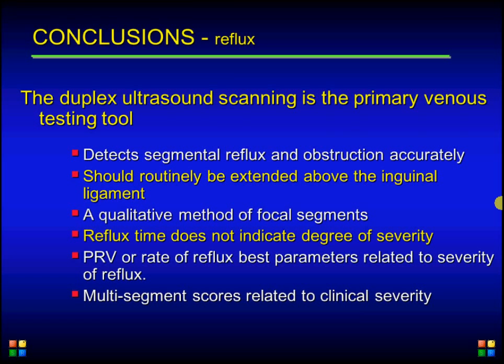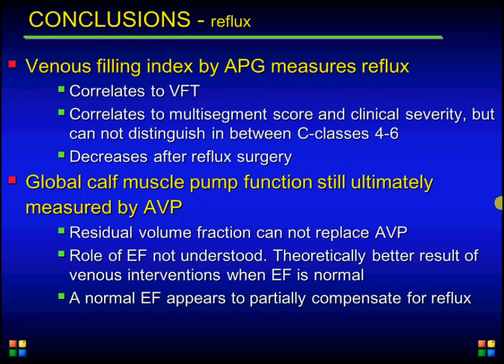So conclusions. The duplex ultrasound scanning is the primary venous testing tool. I think it should be routinely extended above the inguinal ligament, because otherwise you will miss lesions. Reflux time does not indicate degree of severity, and you should look at the PRV, or rate of reflux. Venous filling index by APG measures reflux, there's no doubt about that, and it correlates to the venous filling time, and it decreases after reflux surgery, showing that it's a valuable test to show that you have a result.